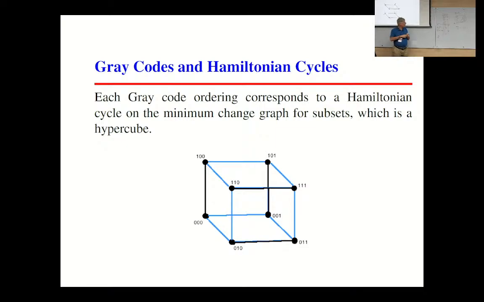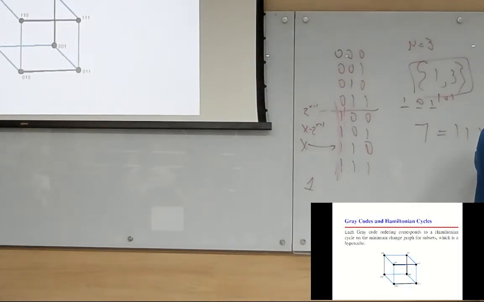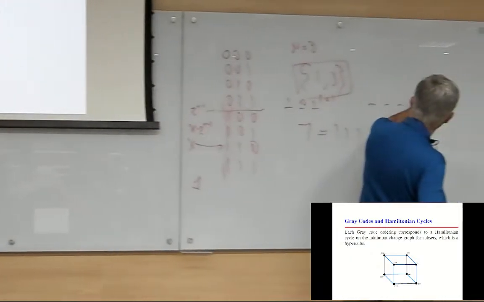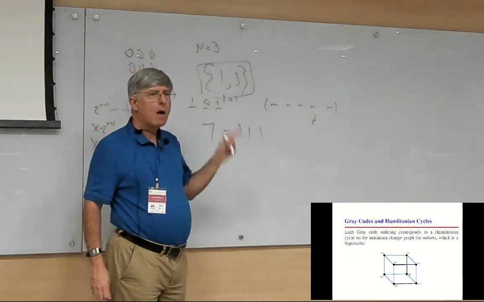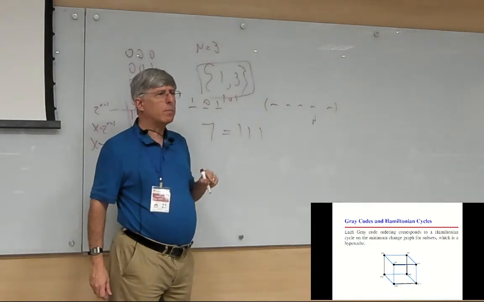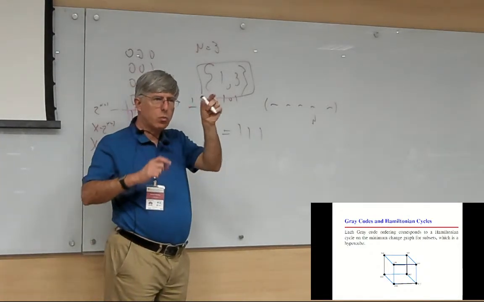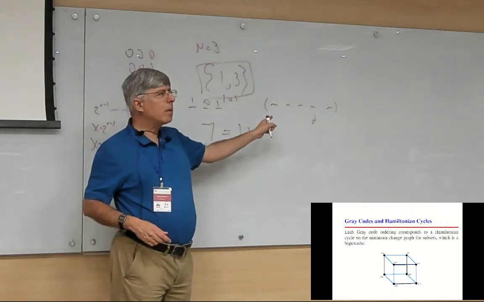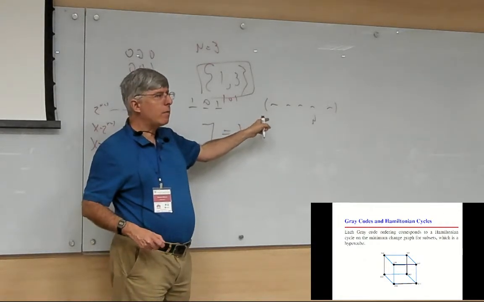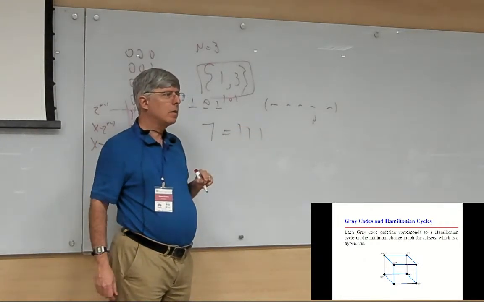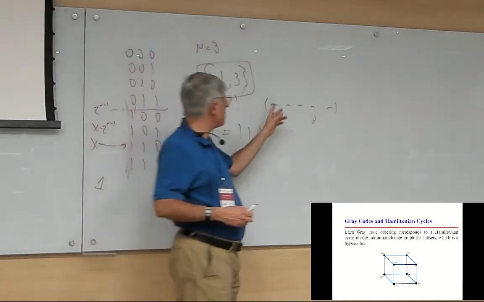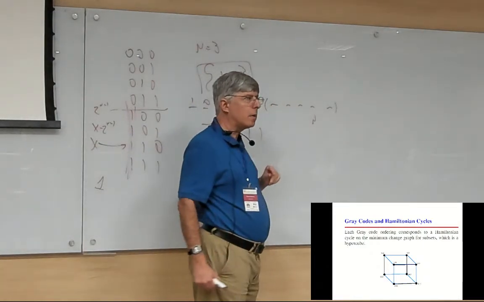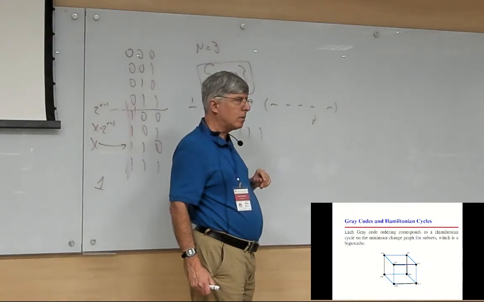Let's think about it for permutations. Suppose I give you a permutation of size n. This is an n-element permutation. What's the minimum change to another permutation? One swap. How many permutations are one swap away from this permutation? N choose 2, because any pair of positions can swap. Right? Does everybody agree with that?